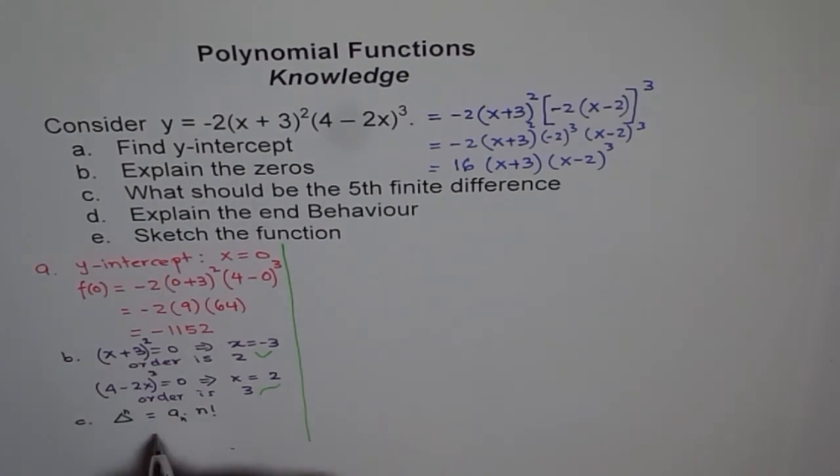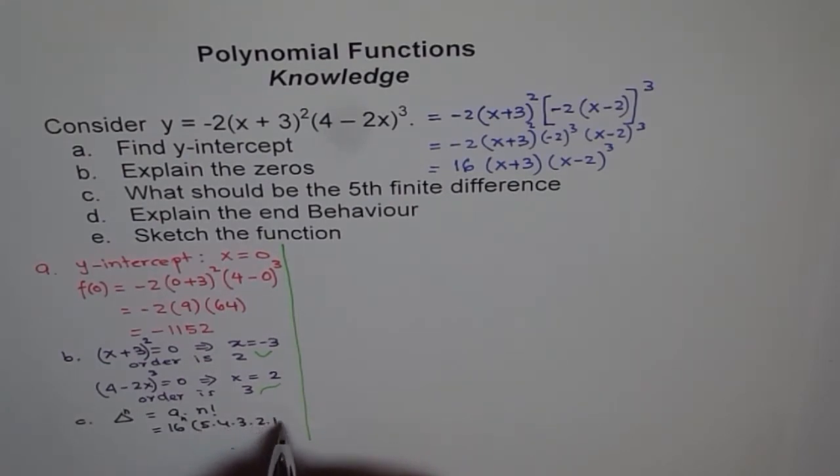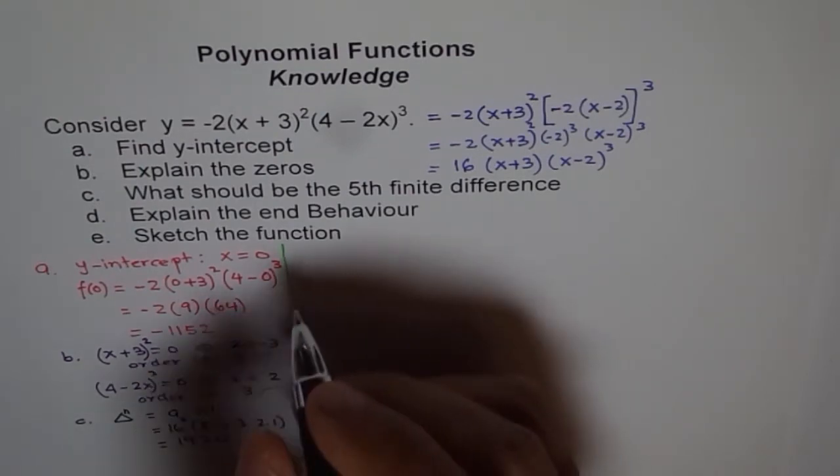Now here, I can always write A as 16, and then n factorial is 5 times 4 times 3 times 2 times 1, and then I know what it is. I need a calculator to calculate, okay? So it is 16 times 5 times 4 times 3 times 2 times 1, 1920. So it is 1920 for us. So that is the leading coefficient, 1920, okay? Now let's move on to part D.